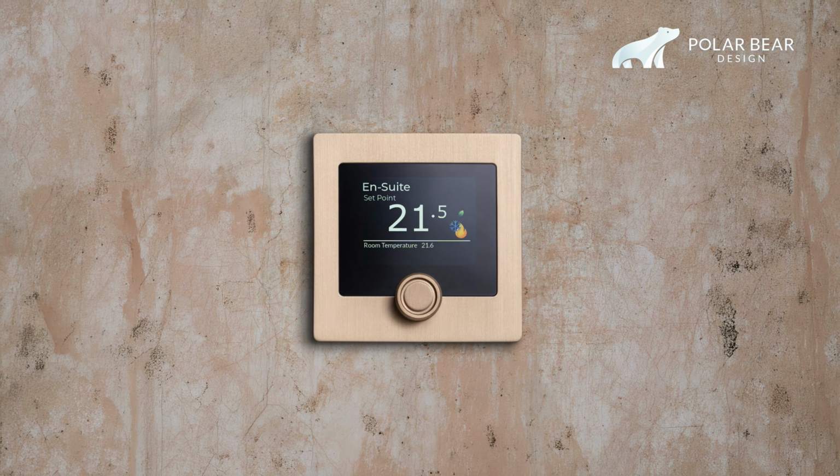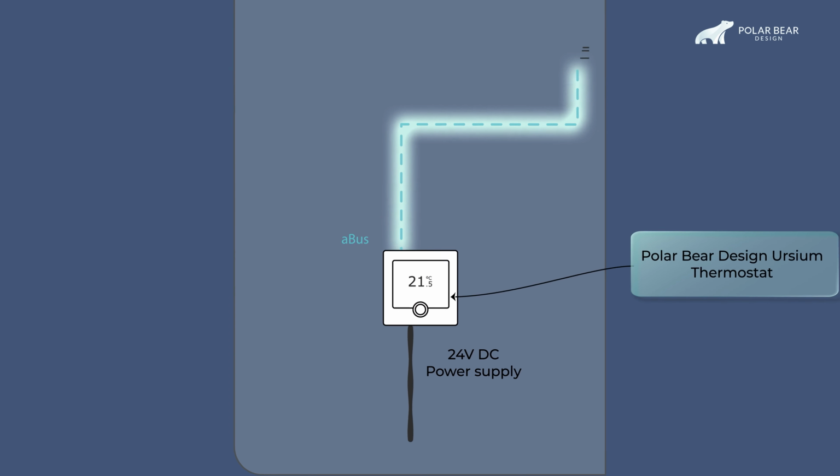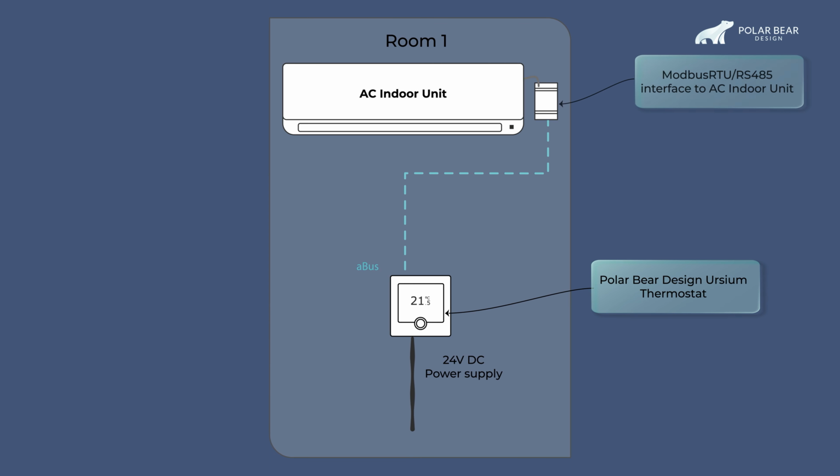Now, it's tempting to dive straight into the complexity of large-scale BMS and miss the simplest type of installation. So let's take a moment to look at that. A Polar Bear Design Zentium 2 or Inertium thermostat that's controlling just a room's AC unit. In this scenario, the thermostat is powered by a 24-volt power supply and communicates with the indoor unit via a Modbus interface. This simple arrangement allows Polar Bear Design thermostats the ability to control units from a wide range of manufacturers simply by selecting a suitable interface.